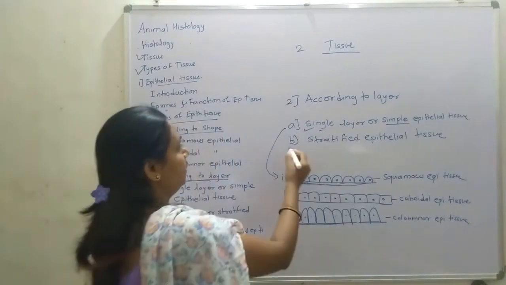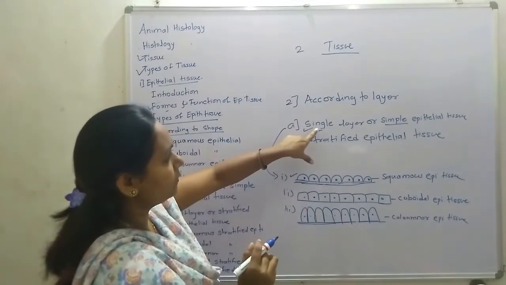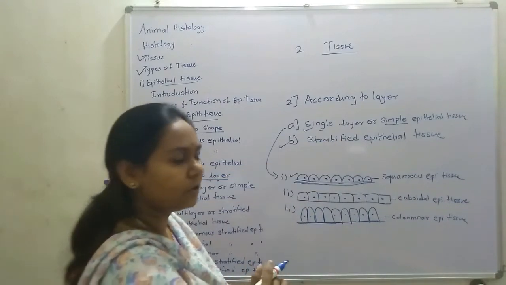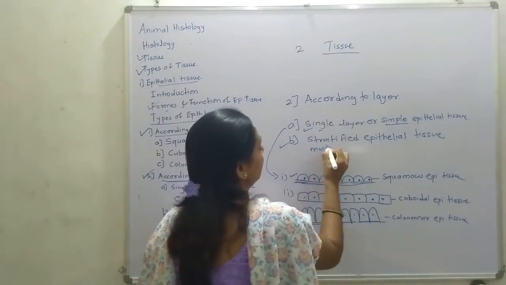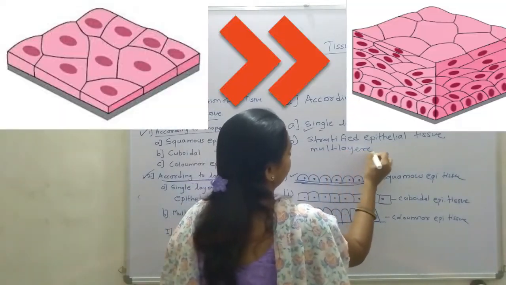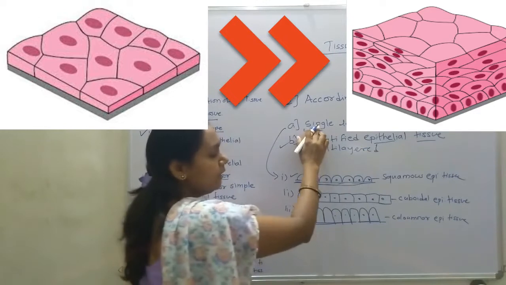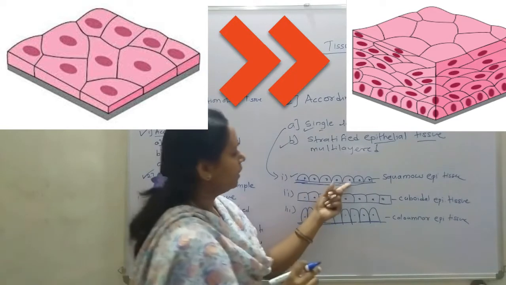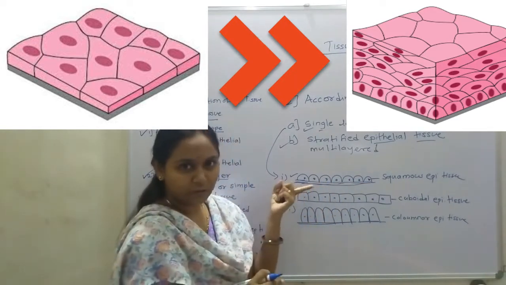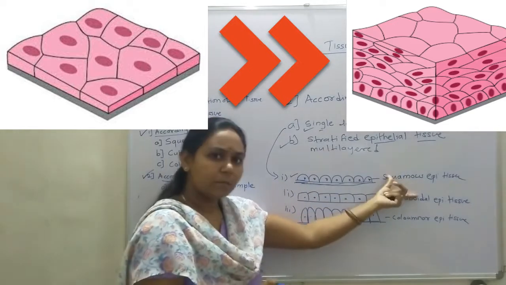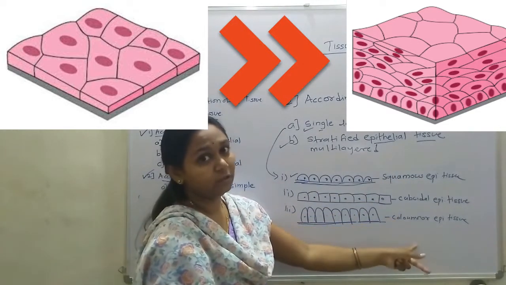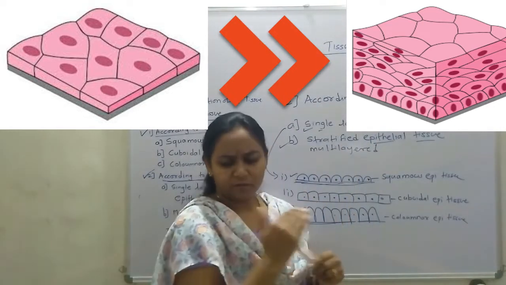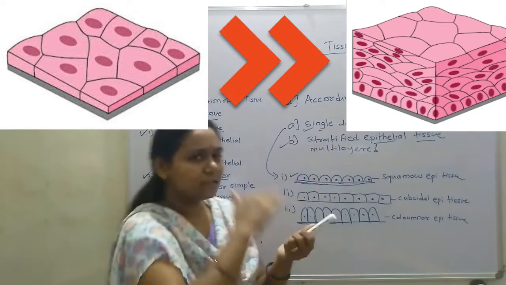And in the stratified, what is the difference between simple epithelial tissue and stratified epithelial tissue? The stratified epithelial tissue is a multi-layered epithelial tissue. Single layer means a single layer of cells present on the basement membrane. It is either squamous epithelial cell, cuboidal epithelial cell, or columnar epithelial cell. But the stratified epithelial tissue is different from the single layer because it is multi-layered.